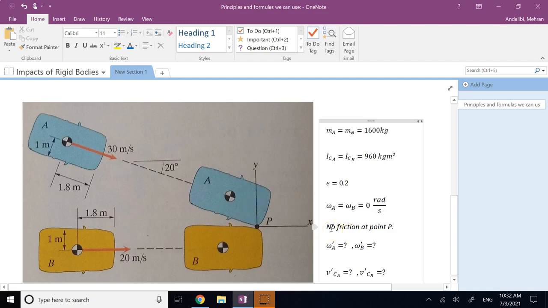In the real world, there is friction between the two surfaces when they are touching each other. There is always friction, so here it is just to simplify the problem. But even if that is the case, then you need to find the omegas of each car after impact and the velocity of the centroids after impact. So you might say, what happens if friction comes in?